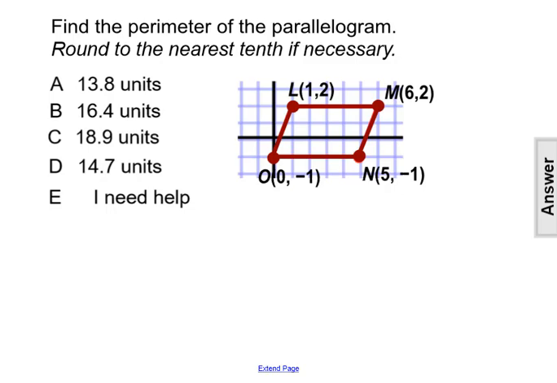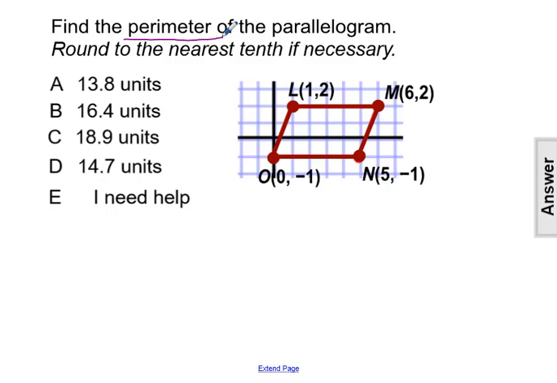Find the perimeter of the parallelogram, round to the nearest tenth if necessary. So to find the perimeter of any shape, we are adding up the side lengths. So we need to find the side lengths of this parallelogram.